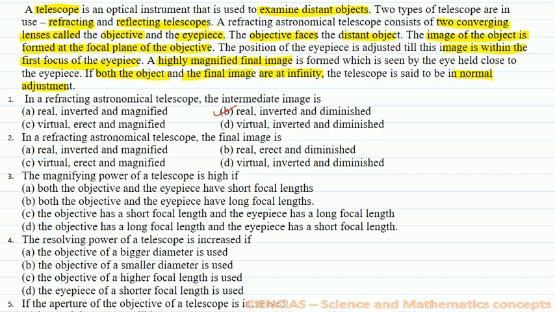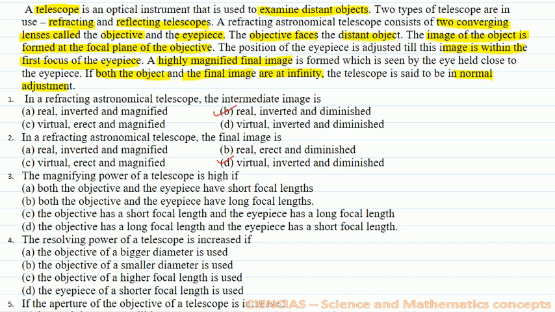Now the final image is formed by eyepiece, and the final image and the object of eyepiece are on the same side, so image formed will be virtual. Virtual image is always erect, but the object here for eyepiece is inverted, so image will also be inverted. So virtual inverted image is given in the option D. So option D is the correct choice, that is final image is virtual, inverted and diminished.